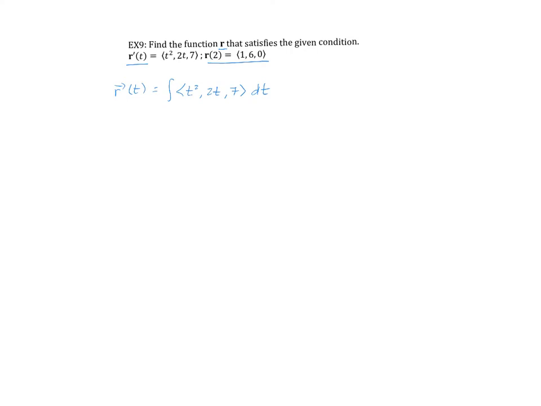And then when I integrate, I get t to the 3rd over 3. As a vector, it's going to be 2t squared over 2, so that's t squared, and 7t, plus my constant vector that I need to solve for. But I have initial conditions. I know that when I take this vector function r and I evaluate it when t is 2, that's going to be the vector 1, 6, 0.